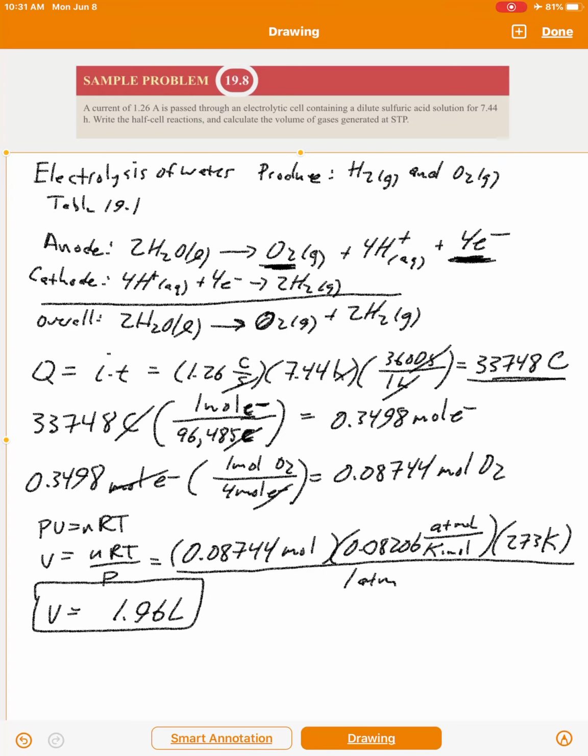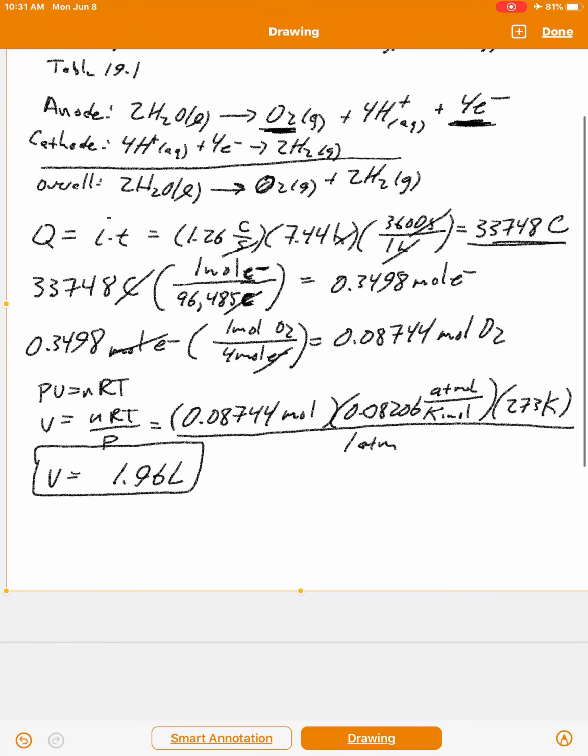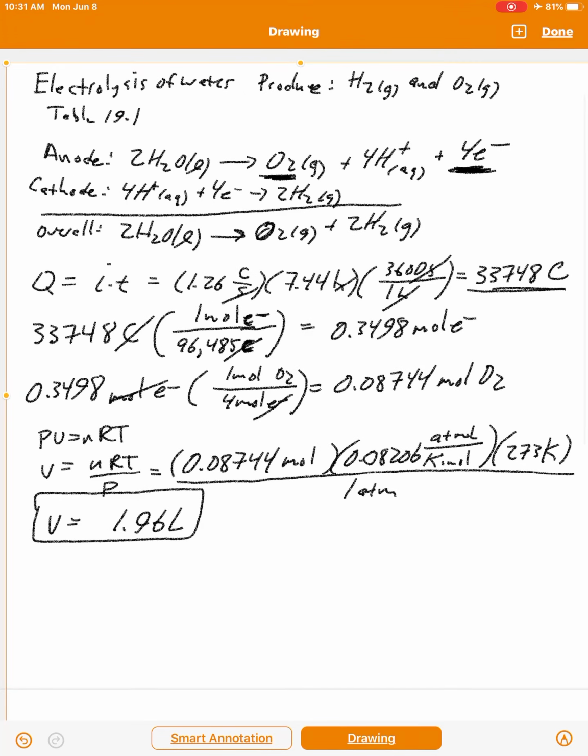Now, if you're clever about this, you can do the hydrogen very easily, and here's why. Take a look at what happens in these two reactions. 4 moles of electrons gives you 1 mole of oxygen gas. 4 moles of electrons here gives you 2 moles of hydrogen gas. So since these two numbers here are the same, and this number gave us 1.96 liters of oxygen, that number should give us twice as much hydrogen. It should be a 2-to-1 ratio.